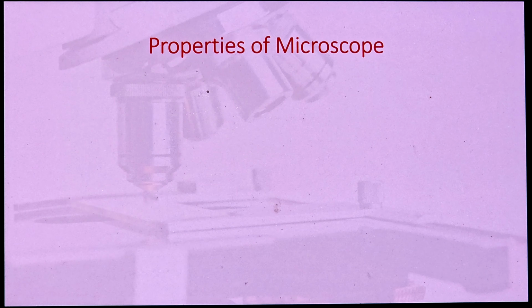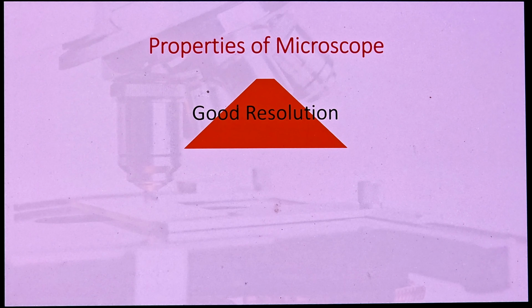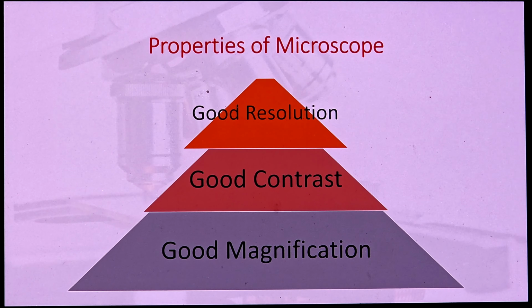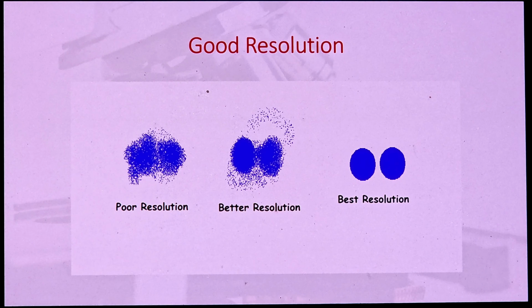What are the different properties of microscope? First, it requires good resolution, good contrast, good magnification. So what do you mean by good resolution? Resolution means two closely placed objects appear as two separate entities. It depends upon the refractive index of the medium. Oil has a higher refractive index than air. Hence, use of oil enhances the resolution power of microscope.